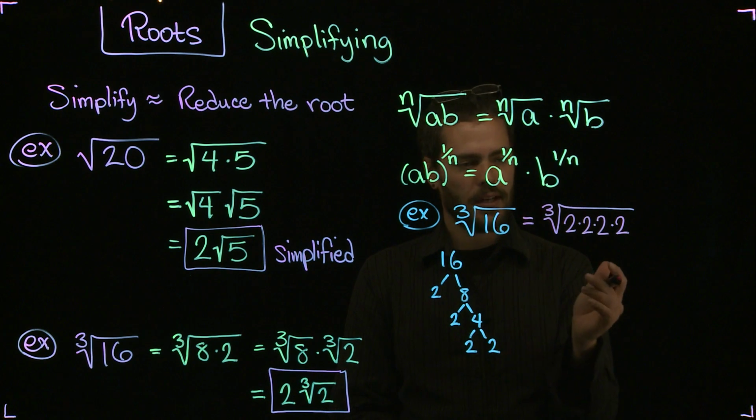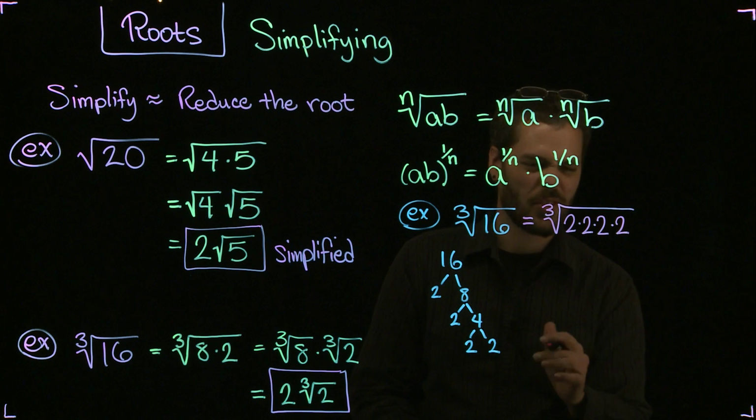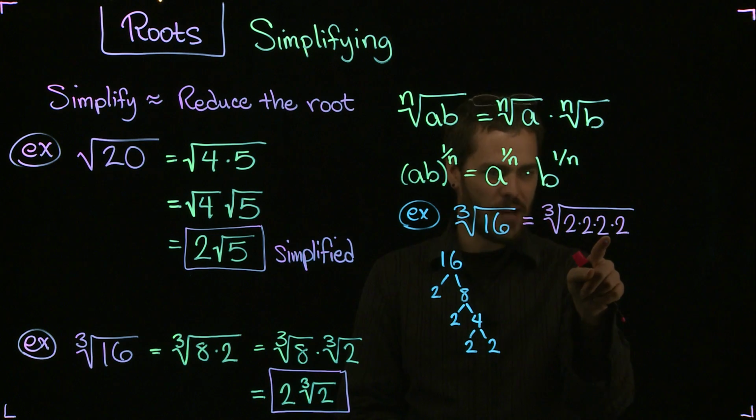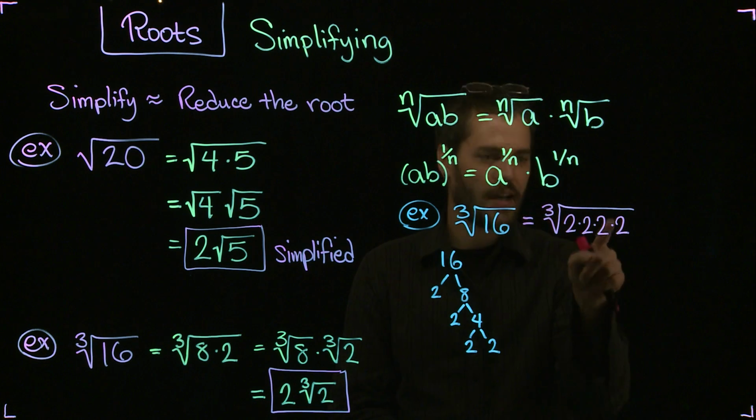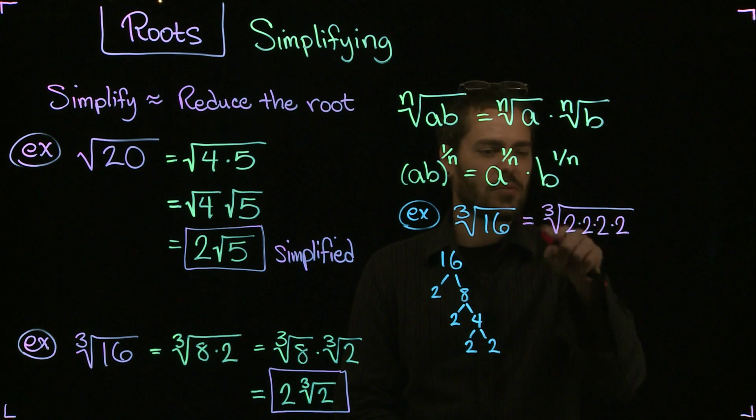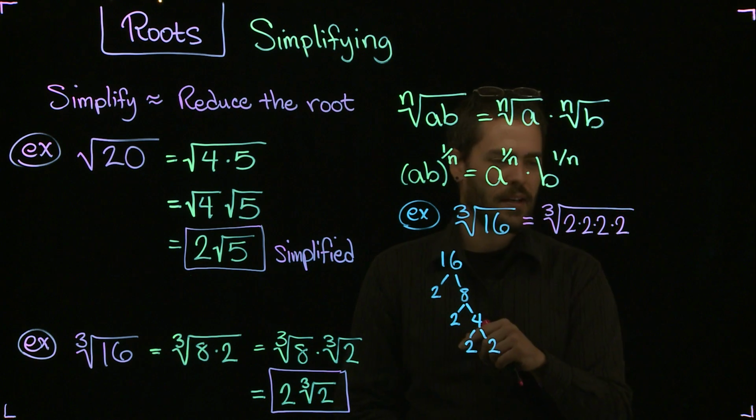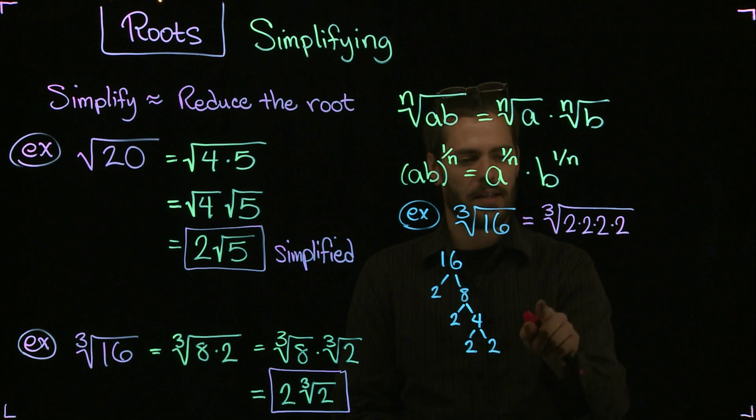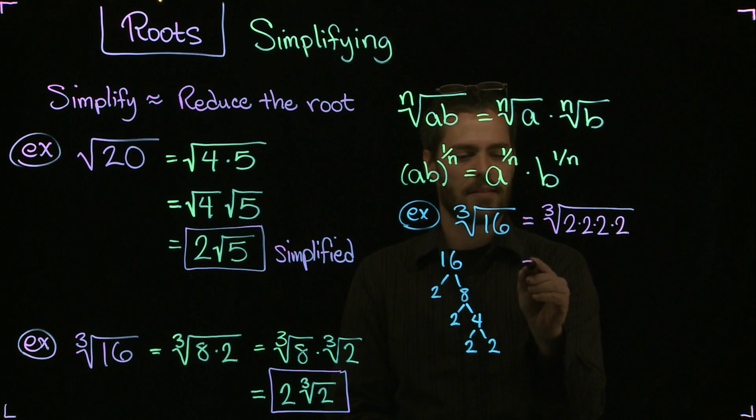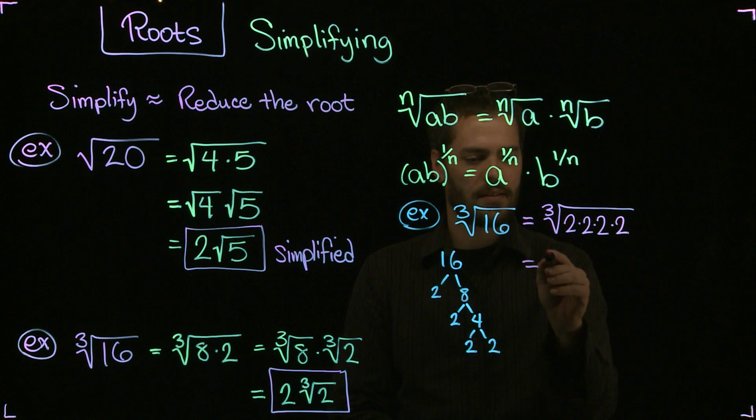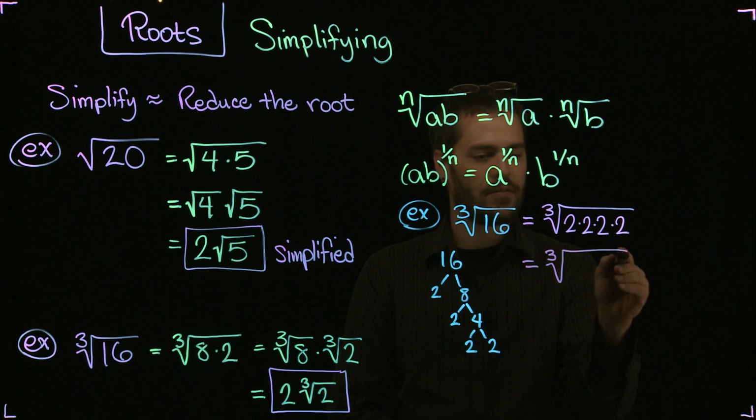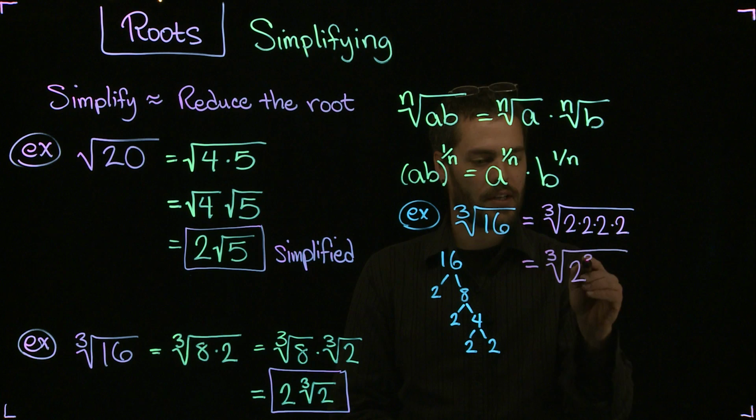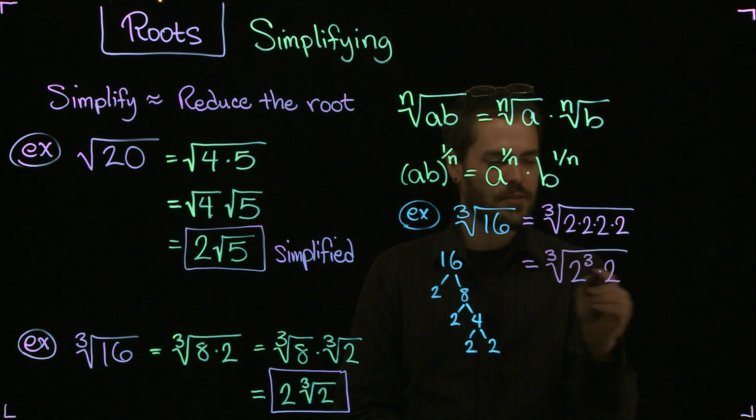Now what I do is I just put a circle. I say, oh look, there are 3 2's. That means 2 is being cubed. I can circle that and say that the cube root of 2 cubed is 2. And what I'm left with is this part, the cube root of 2. But let me separate it. Let me say that, okay, this is the cube root of 2 cubed times 2.